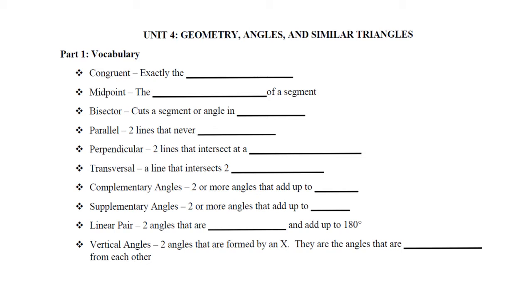In this unit, there is a lot of vocabulary, so it is going to be important to make sure you understand what the words mean. Congruent means exactly the same size. So if we say things are congruent, like angles, they're going to be the same measure. Midpoint is the middle point of a segment. A bisector cuts a segment or angle in two equal parts.